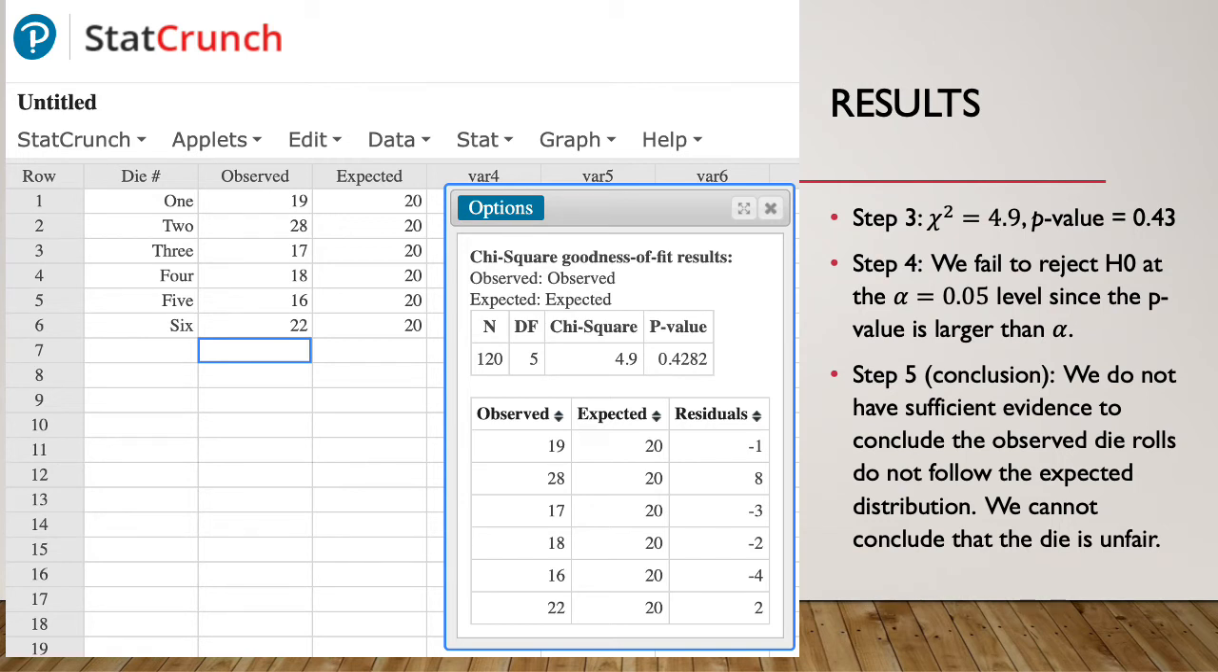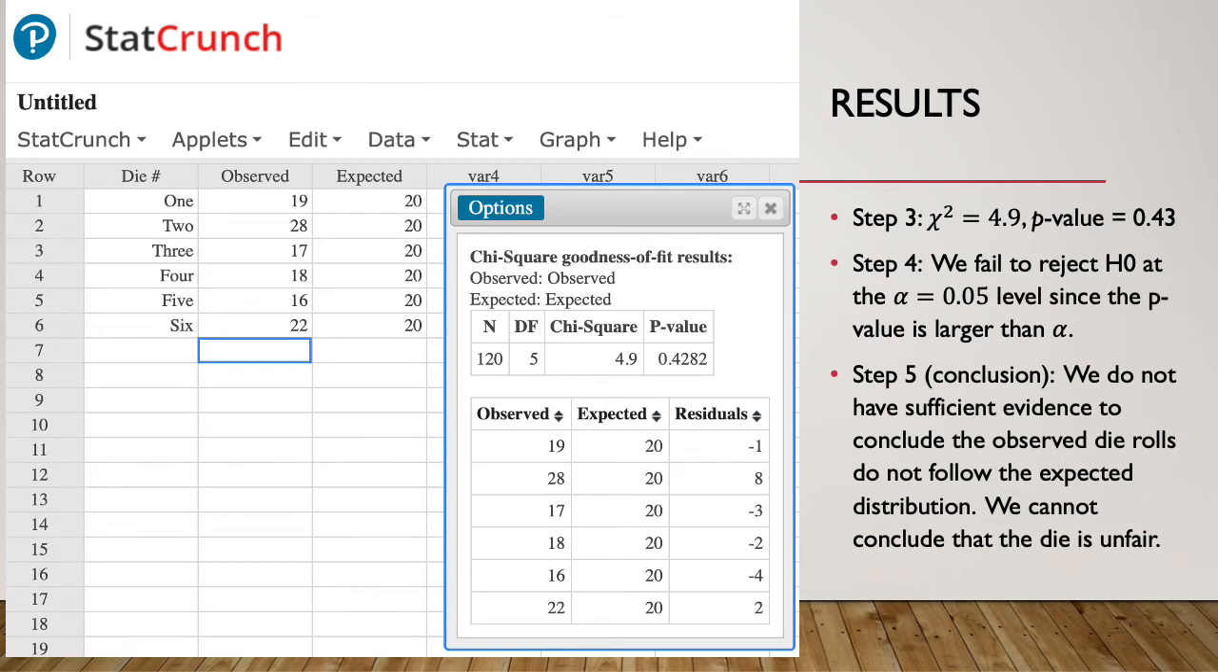The p-value is larger than that alpha. And the conclusion is, we do not have sufficient evidence to conclude that the observed die rolls do not follow the expected distribution. In other words, we cannot conclude that the die is unfair. The differences between the observed and the expected is not large enough to show statistically that this is not a fair die. All right, so that's an example of a chi-square goodness of fit test.